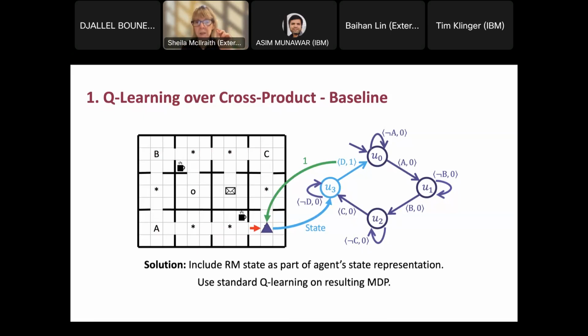And so an obvious thing to do is to take the typical agent state and augment it with this information that's in the reward machine, to do the cross product of the automaton with the state of the system. And indeed, that was our baseline. And as you're going to see, it seems like that should be enough, but it doesn't work very well compared to what we've done.